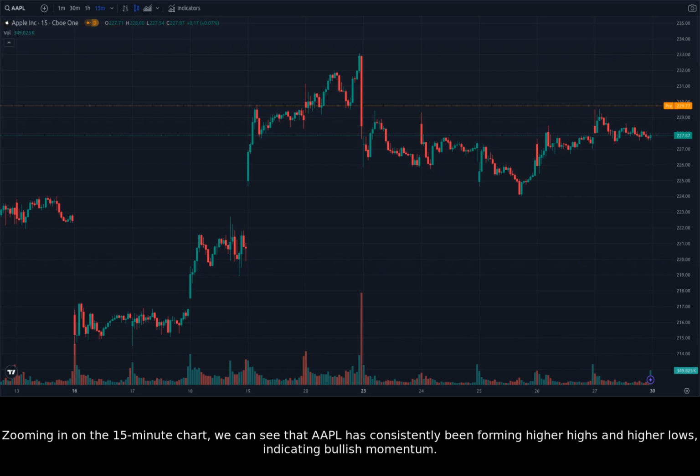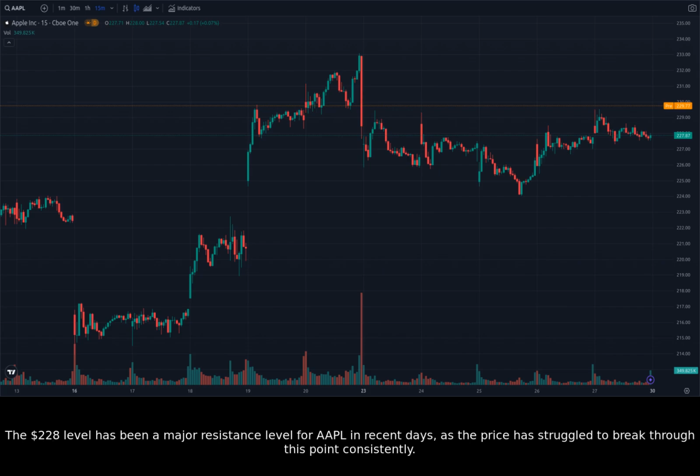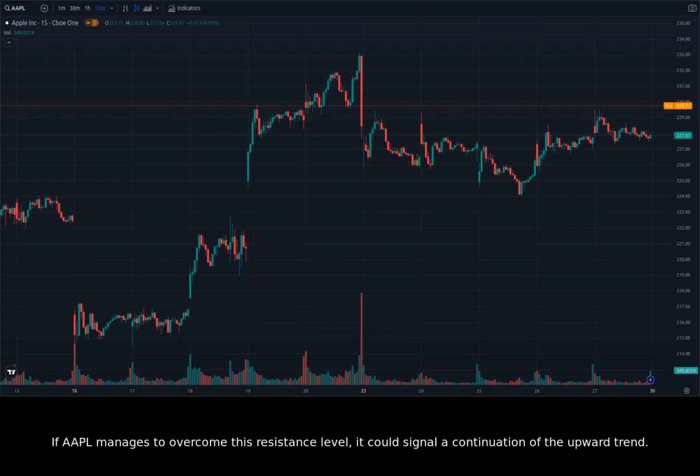Zooming in on the 15-minute chart, we can see that Apple has consistently been forming higher highs and higher lows, indicating bullish momentum. However, there have also been periods of consolidation within this trend, suggesting that traders are taking profits at certain price levels. The $228 level has been a major resistance level for Apple in recent days, as the price has struggled to break through this point consistently. If Apple manages to overcome this resistance level, it could signal a continuation of the upward trend.